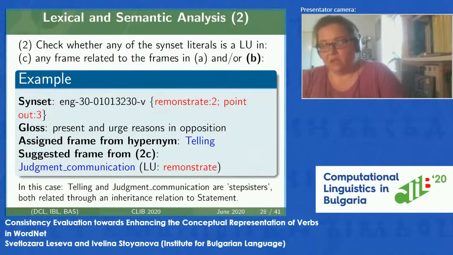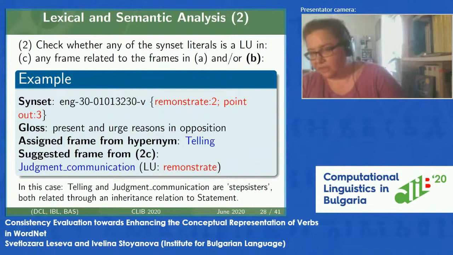So also we extend these tests not only to cover frames that are being assigned to hyponyms or to sister synsets, but we are also looking for frames that are related to those frames. So related in the meaning that they either are inherited or inherit from, or are sister frames of any of those frames that are in the previous two procedures.